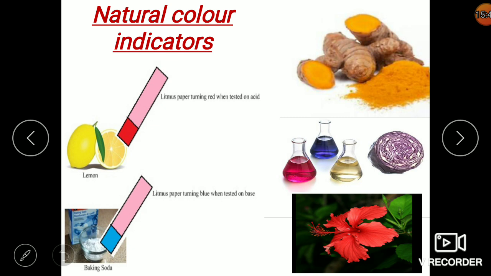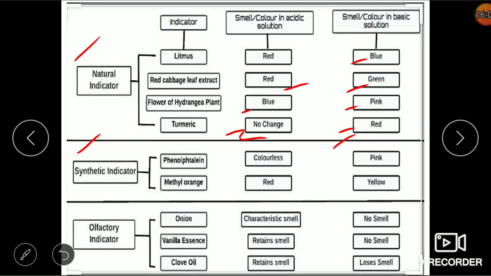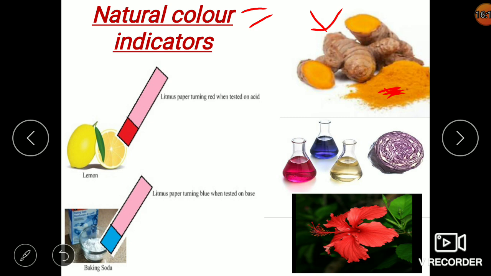Why color indicator? Because they change color in acidic or in basic medium. So what about turmeric? In acidic medium, no change. In basic medium, it will become red. So if you give a drop of base to the turmeric, the color will become red, right? What about cabbage? It will exhibit red color in acidic medium, green in basic. And if it is neutral, it will show blue color.